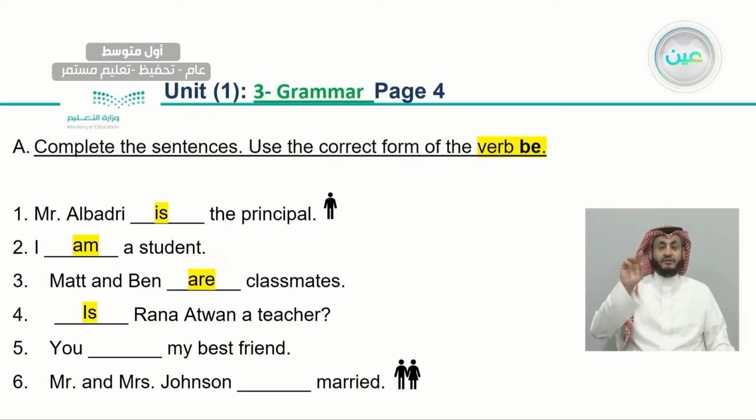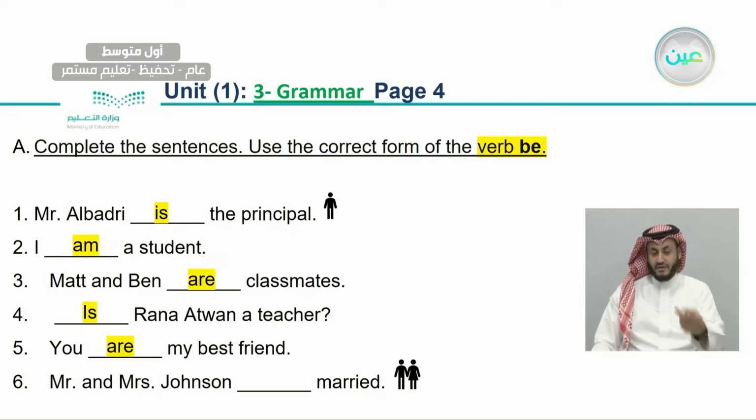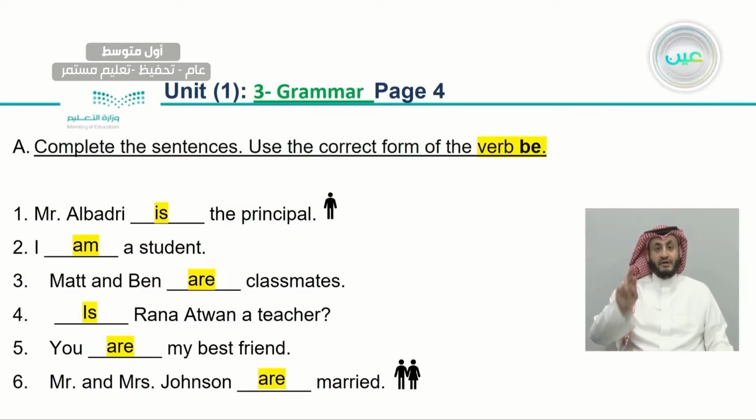What kind of verb be would be with you? You are my best friend. Okay, good job. Let's go to number 6. Mr. and Mrs. Johnson space married. I'm talking about two people, so it's a group of people. Are married. Okay, so good job.